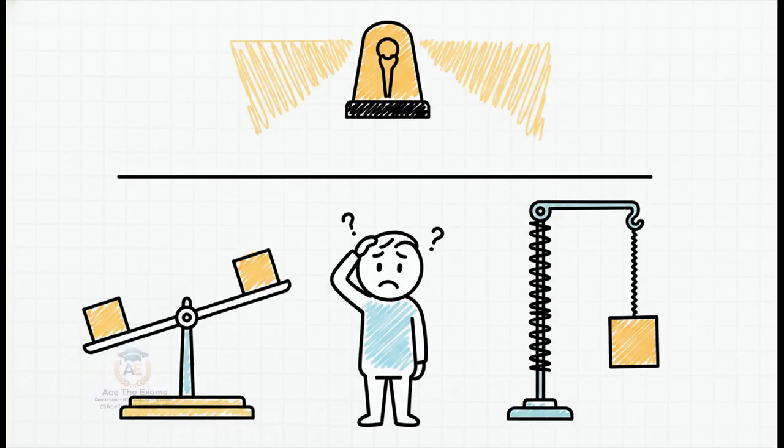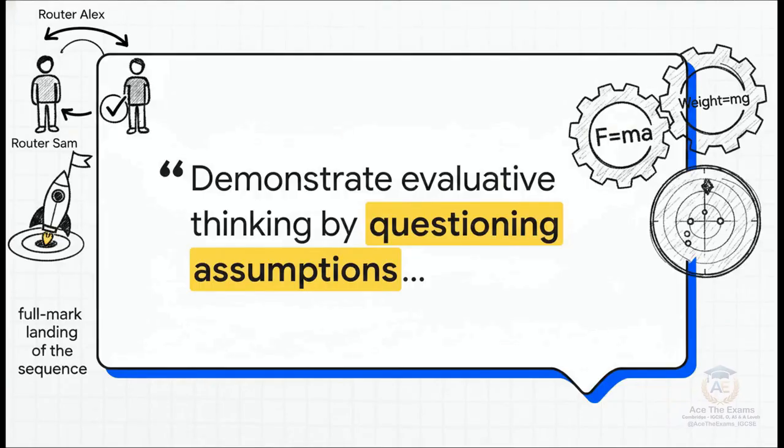If you are writing out an extended response to explain why a particular system is in equilibrium, you absolutely must define your terms precisely before using them, or the examiner will strike down your method marks without a second of hesitation. Let's bring the energy back up for an empowering close here. Router Alex and Router Sam have successfully corrected their vectors. They listened to the tower, and we are logging a successful full-mark landing sequence.